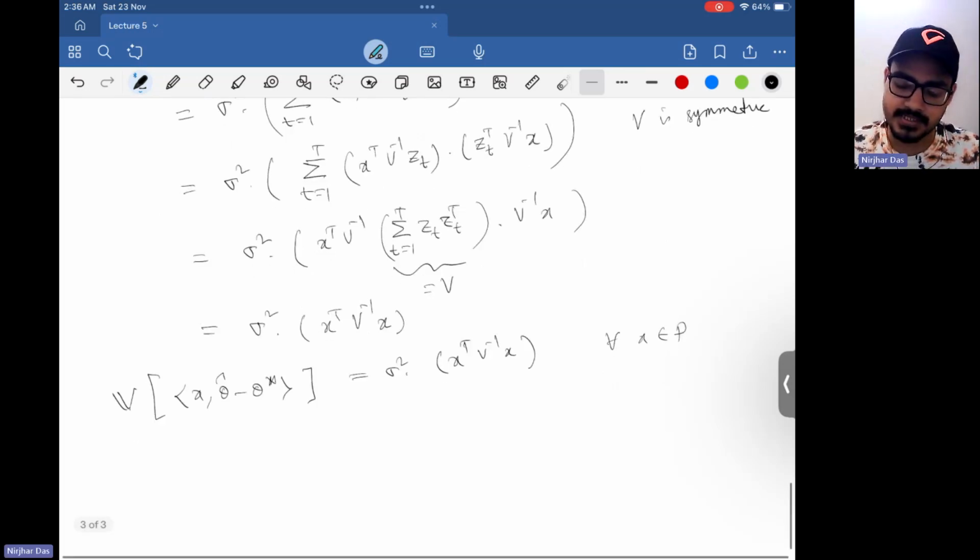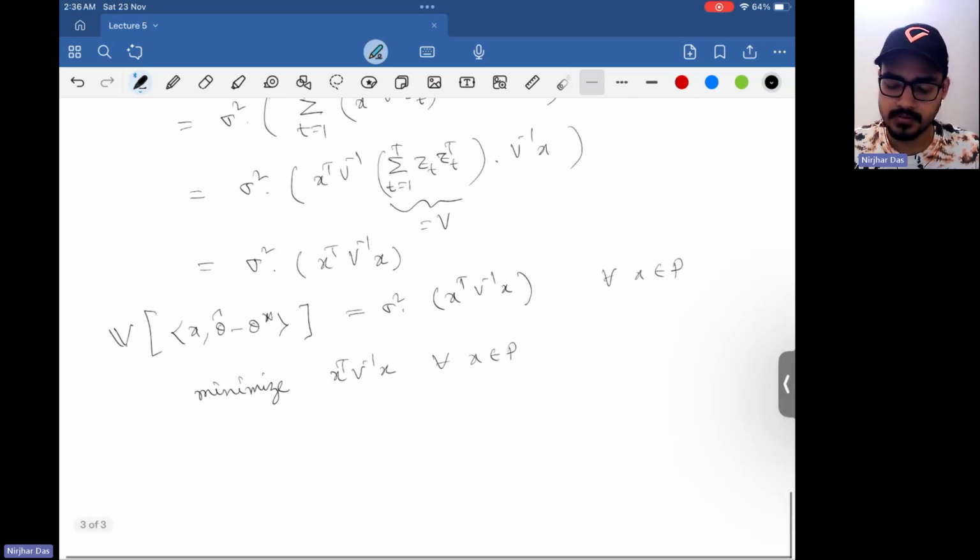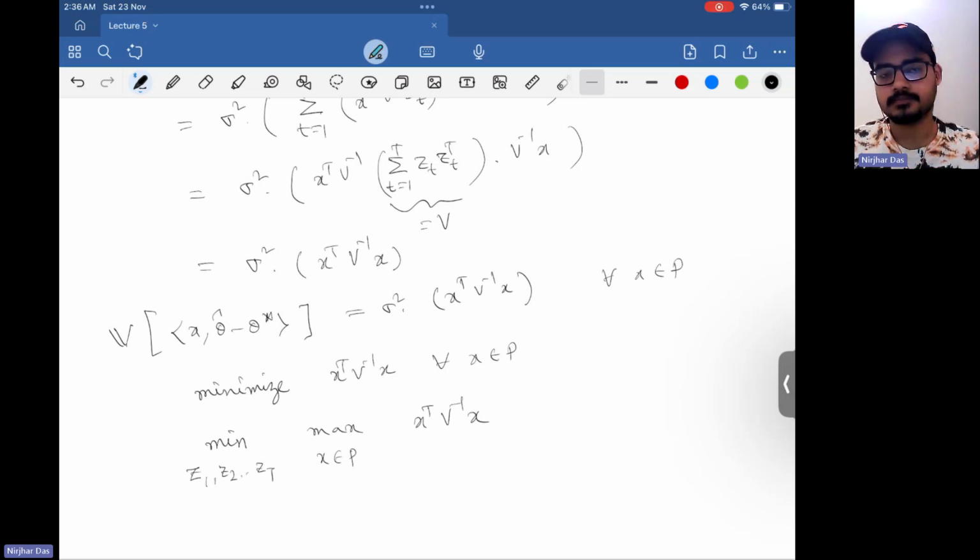So what we desire is that we want to minimize this quantity, this variance, over all x in P. So we want to minimize x transpose V inverse x for all x in P. And the better way of saying this is: minimize over the choice of z_1, z_2, ..., z_T the maximum over x belonging to P of x transpose V inverse x.